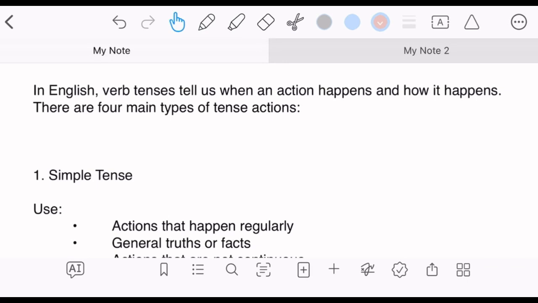Okay, our lesson for today is about verb tenses. All right, let's start our lesson for today. In English, verb tenses tell us when an action happens and how it happens. There are four main types of tense actions.